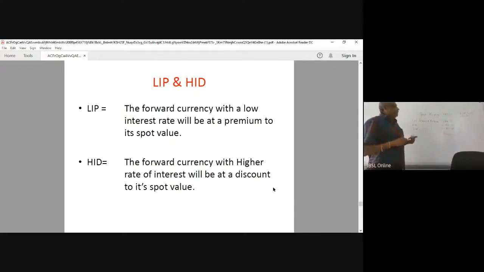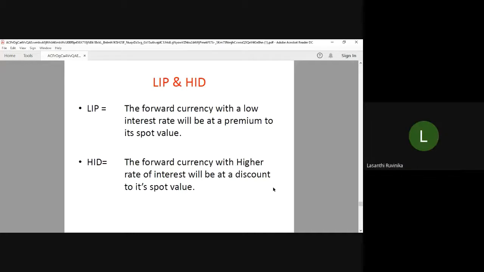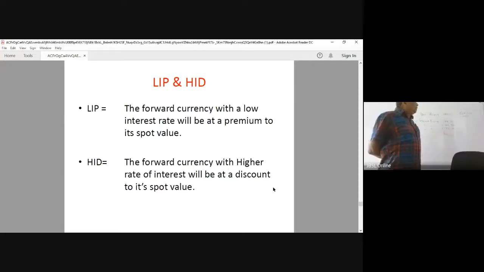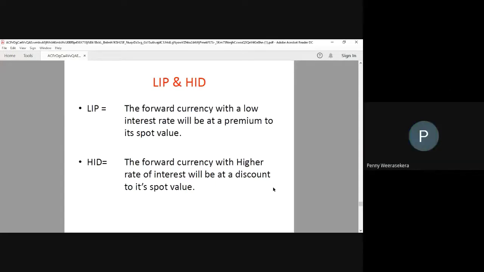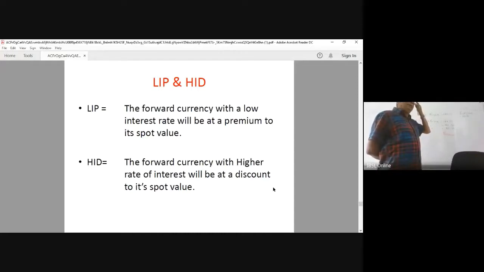Now here, is the base rate lower or higher than the quoted rate? What is the base currency? Euro. Now what's the euro savings rate? 1.75. Then the quoted currency interest rate is 1.25. So which one is higher, base currency or quoted currency? Base currency is higher.